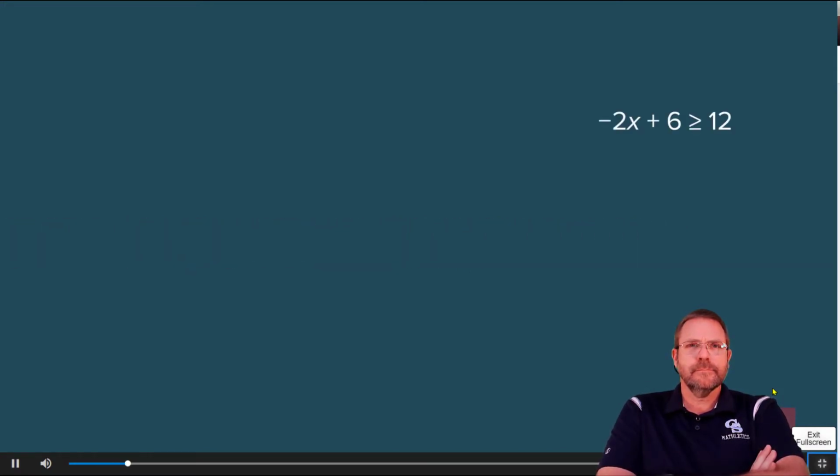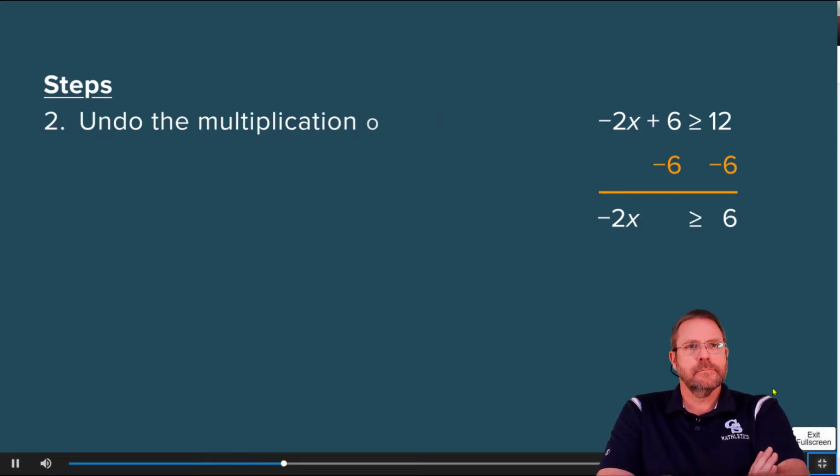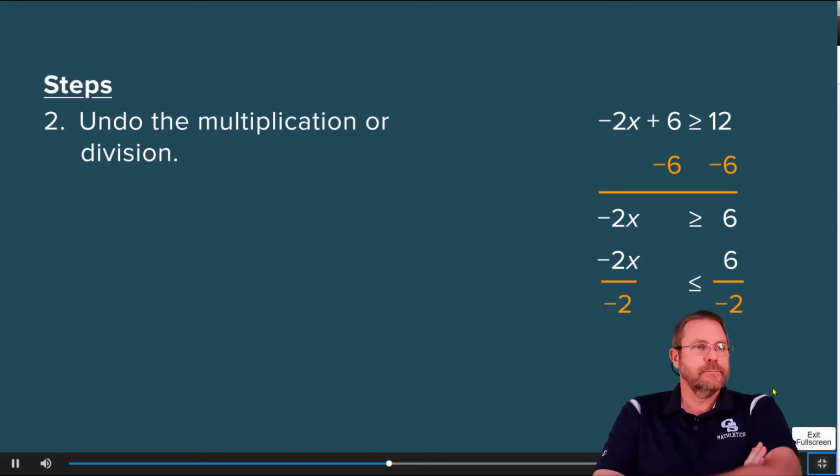A two-step inequality contains 2 operations. To solve a two-step inequality, first undo the addition or subtraction. In this example, undo the addition by subtracting 6 from each side of the inequality. Next, undo the multiplication or division. In this example, undo the multiplication by dividing each side of the inequality by -2. If you multiply or divide each side by a negative number, remember to reverse the inequality symbol. The solution of the inequality is x is less than or equal to -3.